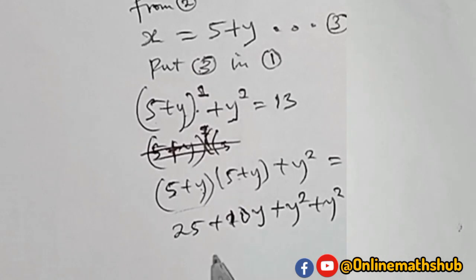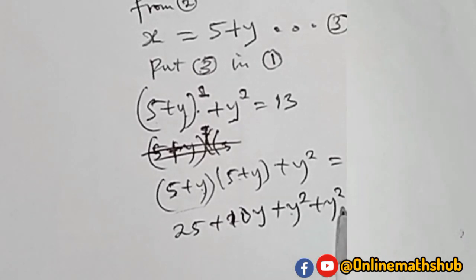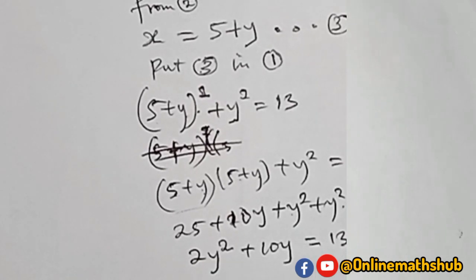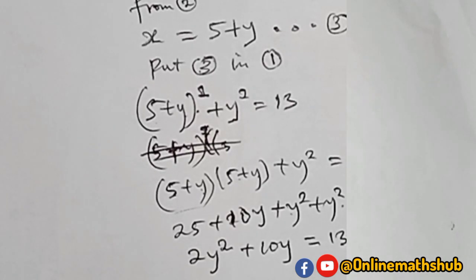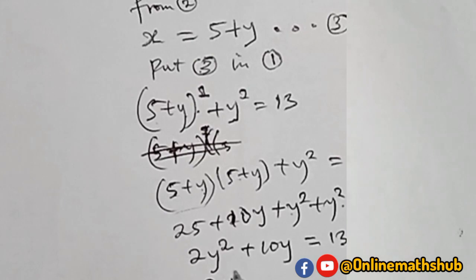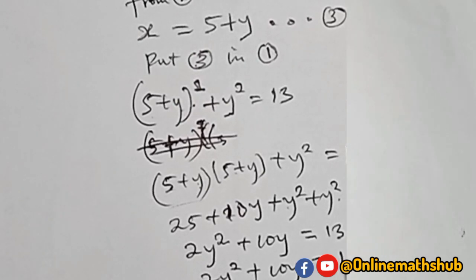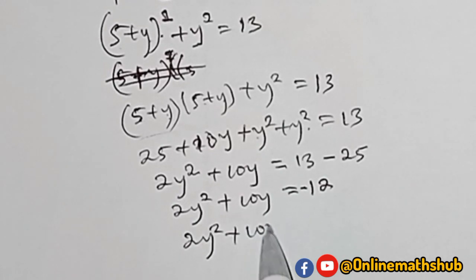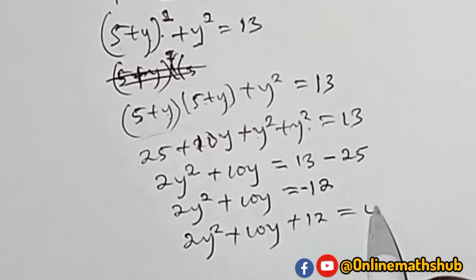So at this point, I'm going to add all of these terms. y squared plus y squared is going to give me 2y squared, and then plus 10y is equal to 13 minus 25. If I simplify that further, I'll have 2y squared plus 10y is equal to 13 minus 25, which is minus 12. If I bring this minus 12 to the left hand side, what I'm going to have is 2y squared plus 10y plus 12 is equal to 0.